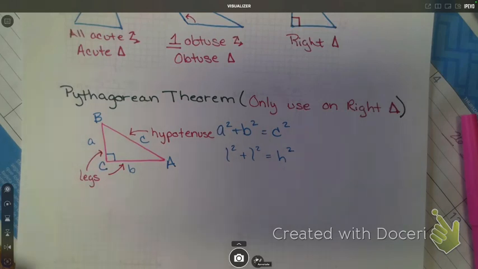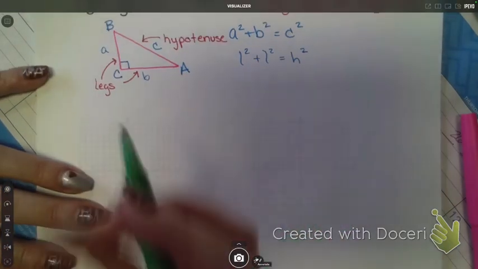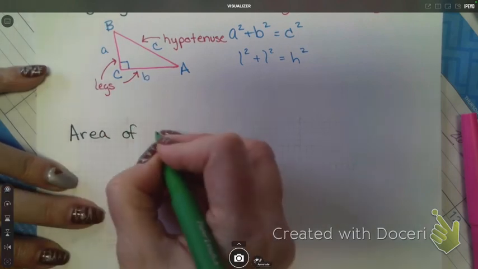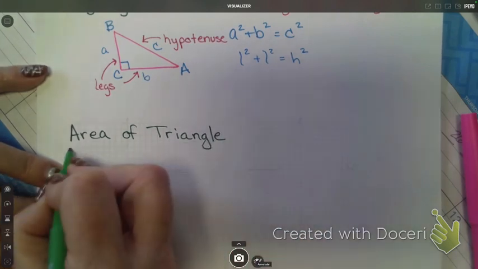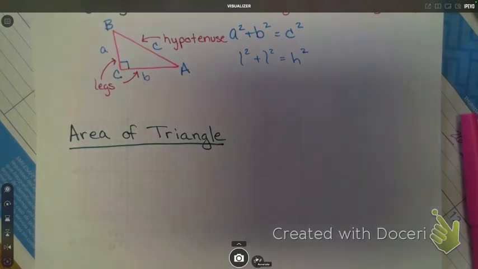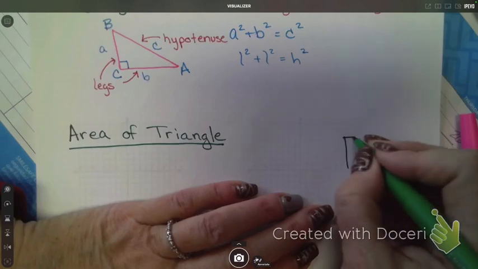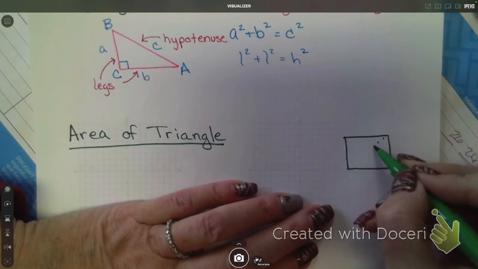Okay, one last thing we're going to do before we go today, and you're going to be applying this to different things, is the area of a triangle. Before we do this, think about it: what area do you know off the top of your head of any shape? A square or a rectangle, yes? So if I have a rectangle, could you make a triangle? Yeah, cut it in half.